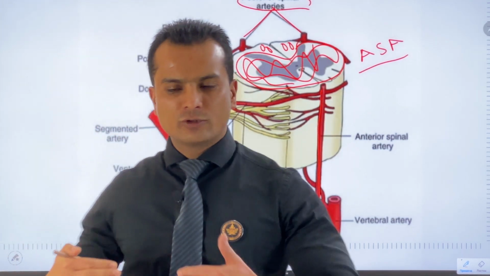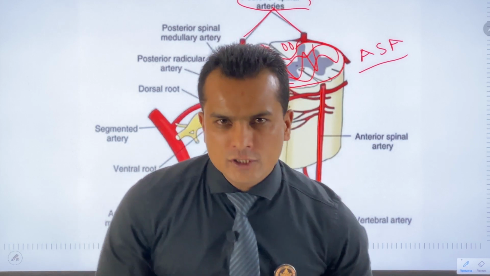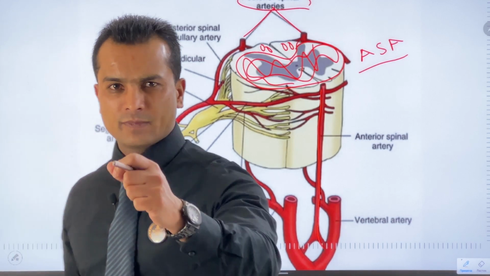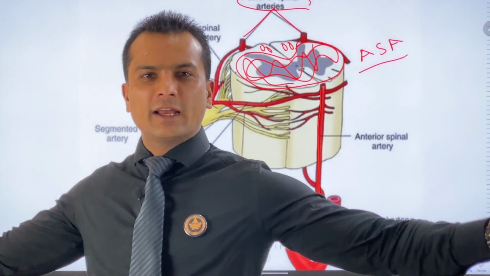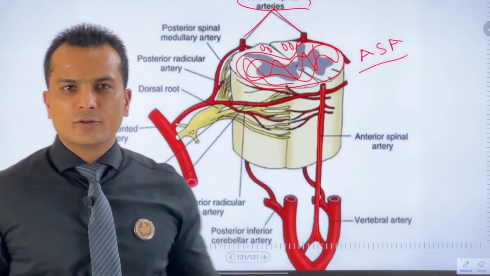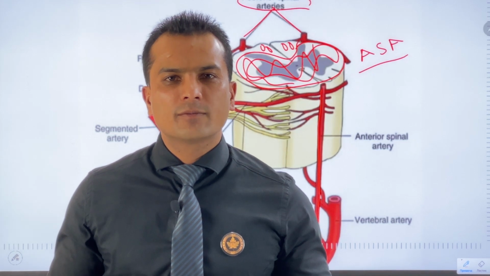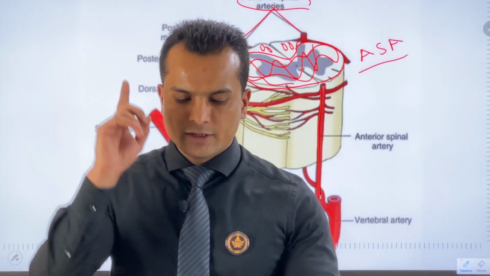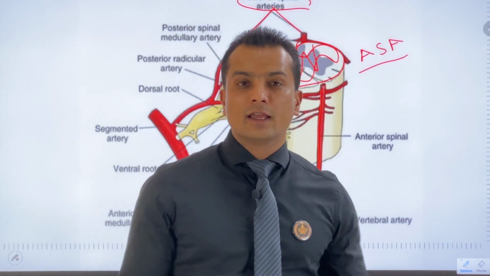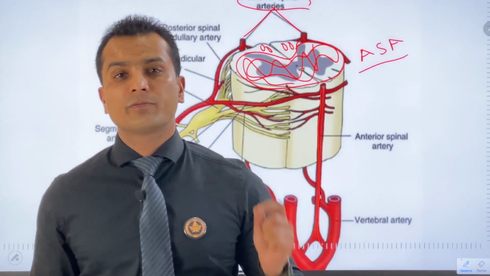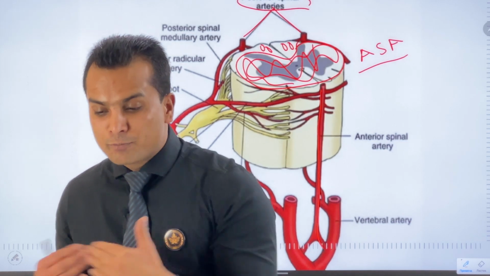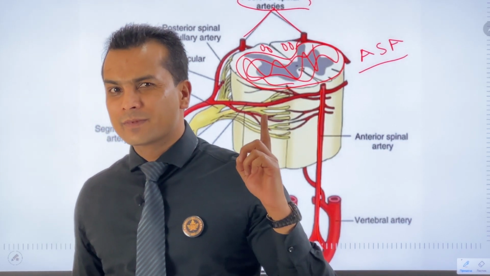Anterior spinal arteries supply the anterior 2/3 of the spinal cord. Posterior spinal arteries are supplying the dorsal column, this part of the spinal cord. So what are the two important arteries which supply blood to the entire spinal cord? Number one, anterior spinal arteries, and the posterior spinal arteries. Anterior spinal arteries are branches of the vertebral artery. Posterior spinal arteries are branches of the PICA artery, and PICA arteries are branches of the vertebral artery.